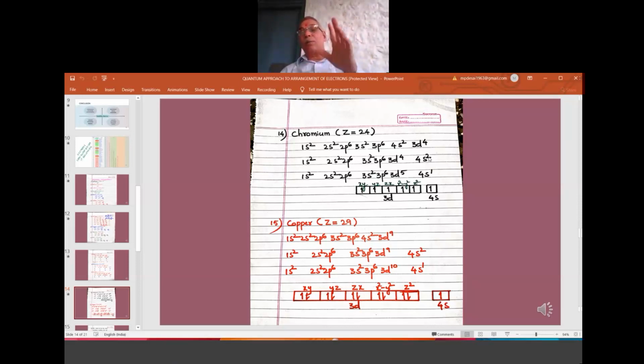To become 3d5, you have to help me. So how do you help me? You give one electron. That's why one electron will jump from 4s to 3d. And remember, if you see it spectroscopically, at the molecular level, the energy gap between 3d and 4s is not that much.